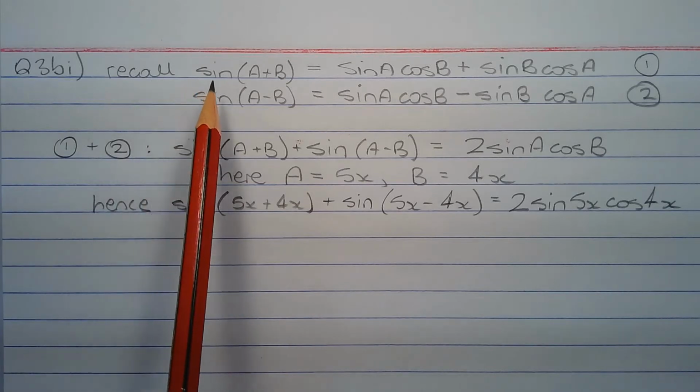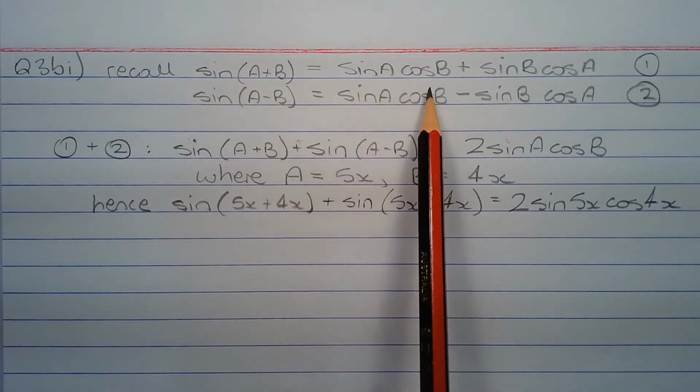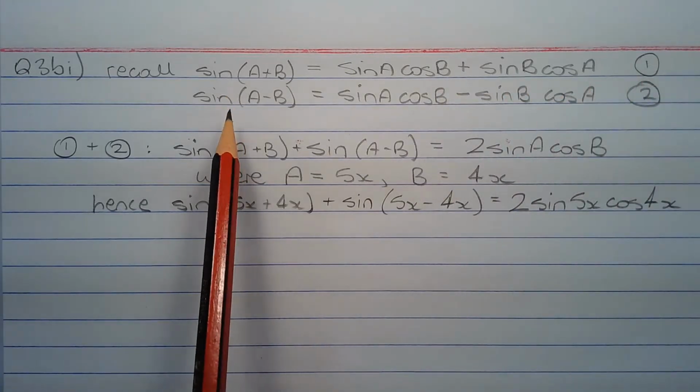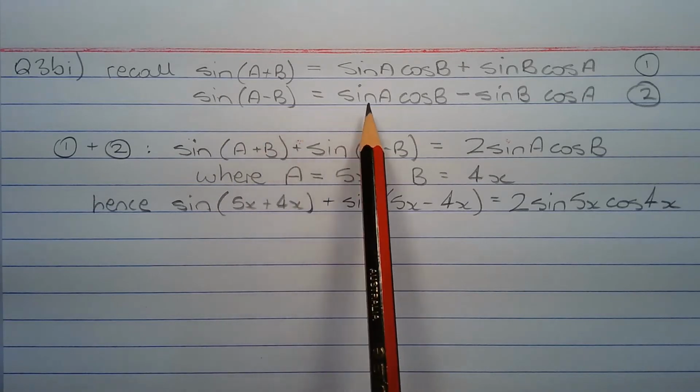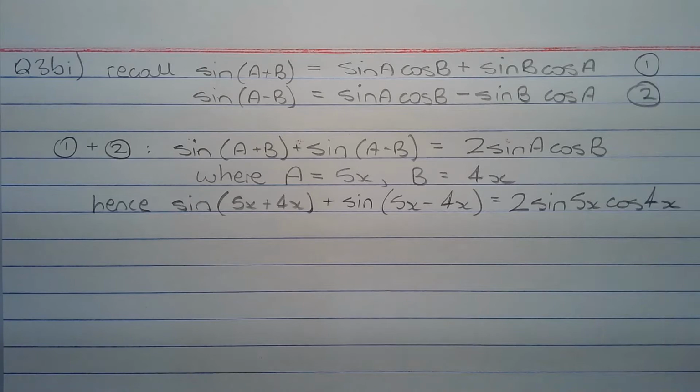Recall the compound angle expansion for sin(A + B), which equals sin A cos B plus sin B cos A. We'll call that equation number 1. And also sin(A - B) is equal to sin A cos B minus sin B cos A, and we'll call that equation number 2.